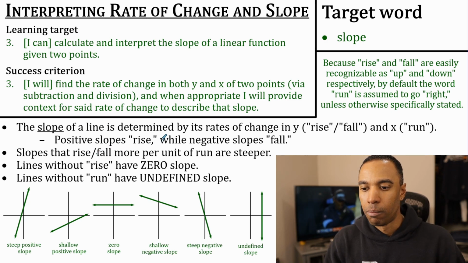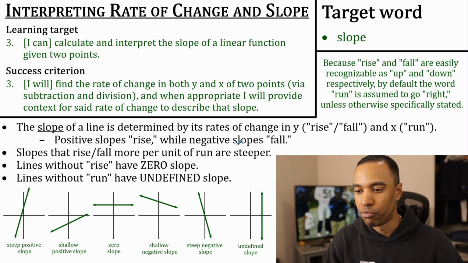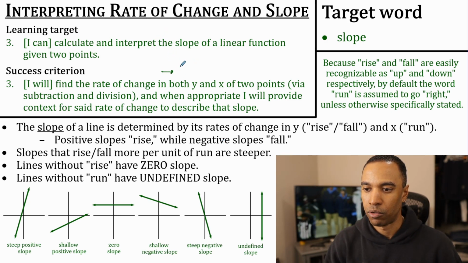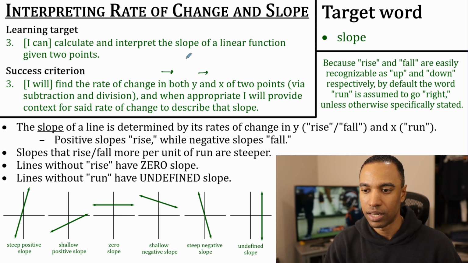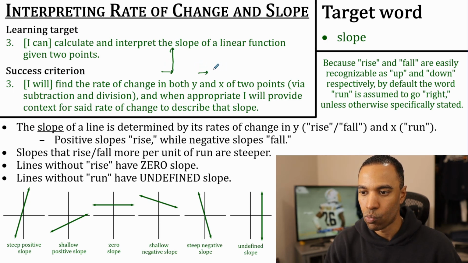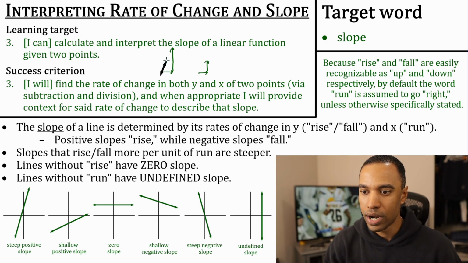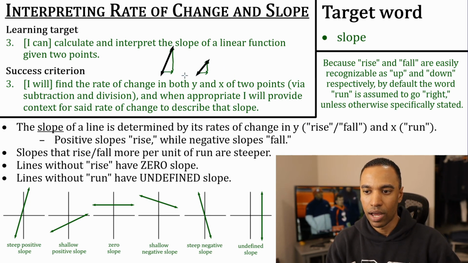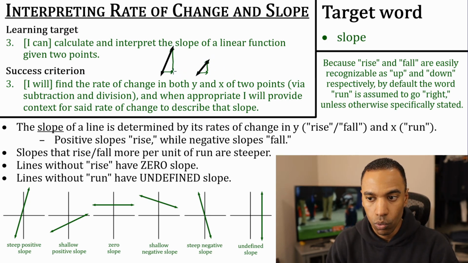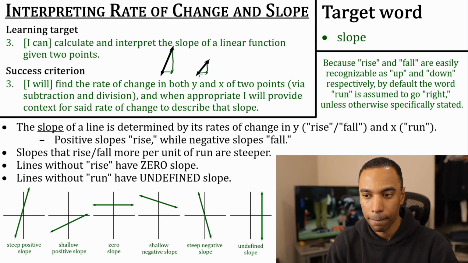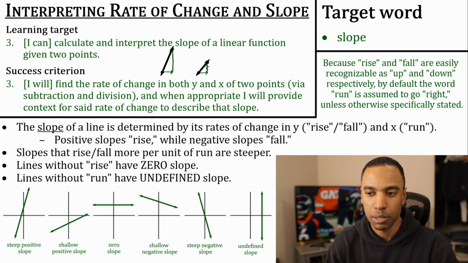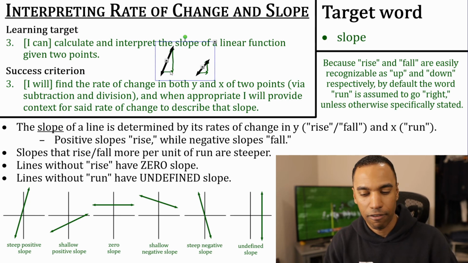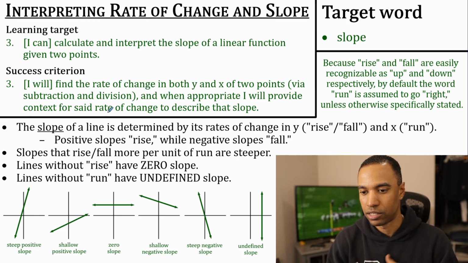Slopes that rise or fall more per single unit of run are steeper. What I mean by that is, let's say that two things run the same amount. Something runs here, something runs here. They're running the same amount. And one rises this much, whereas one rises just this much. Which one has the steeper slope? The one that rose a little bit for that same unit of run, or the one that rose a lot? Well, the one that rose a lot per the same amount of run is a steeper slope. That one's a steeper slope than that one is. Okay? So steeper slopes have more rise to their respective run.